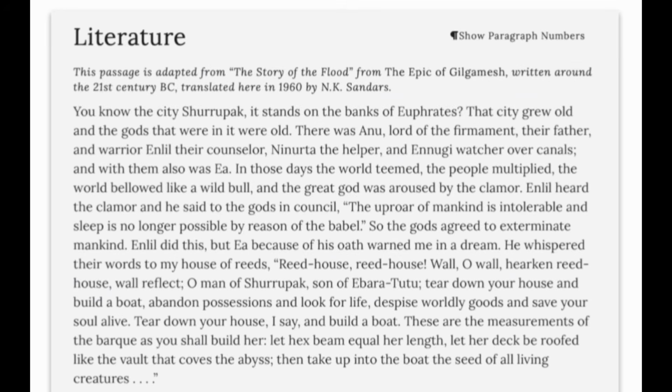And it says the world bellowed like a wild bull. Do you know what it means to bellow? Yeah, to yell really loud. Yeah, that's it. And the great God was aroused or awoken by the clamor. What does clamor mean? Like a loud noise? A loud noise, that's it, absolutely.